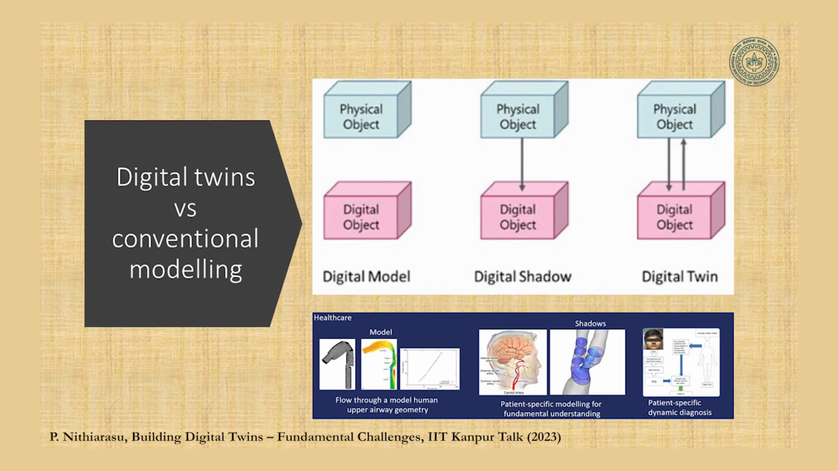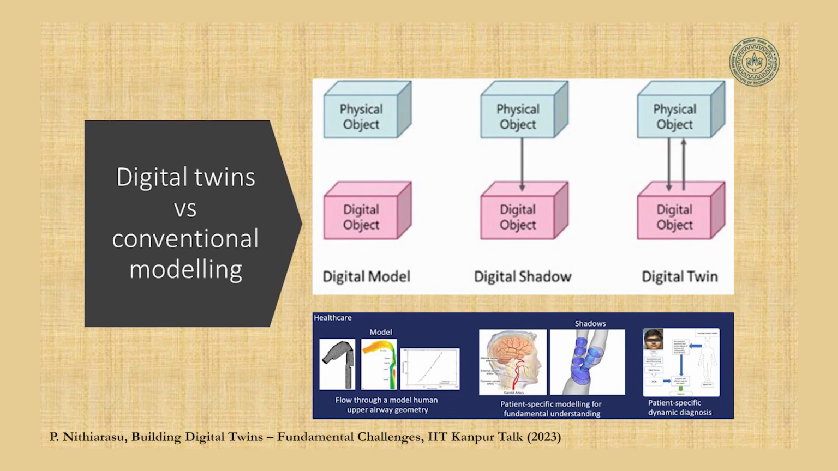Let us have a look at an example. Here you can see in the healthcare system, this is a model of some human upper airway geometry. It has been modeled, and that model is giving you some simulation results. This is a finite element model created on your computer using software such as ANSYS. It is modeling the flow through the human upper airway, and it helps you plot some graphs and understand the system better. So, that is a digital model.